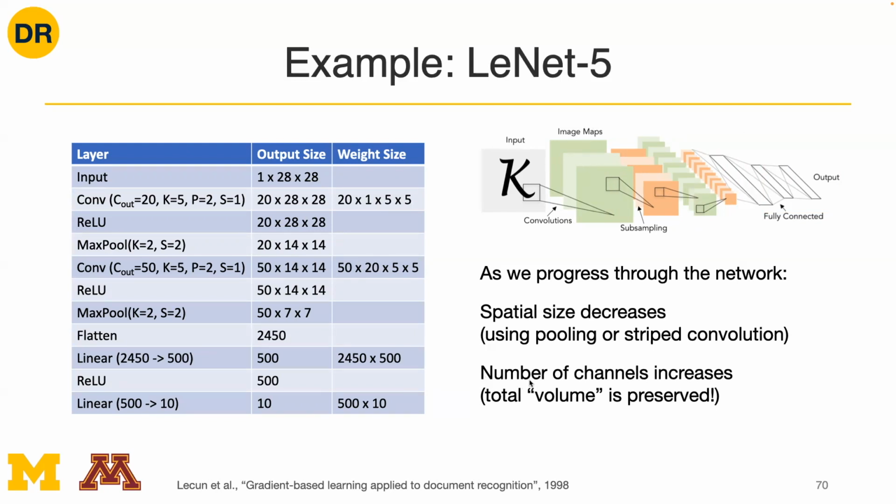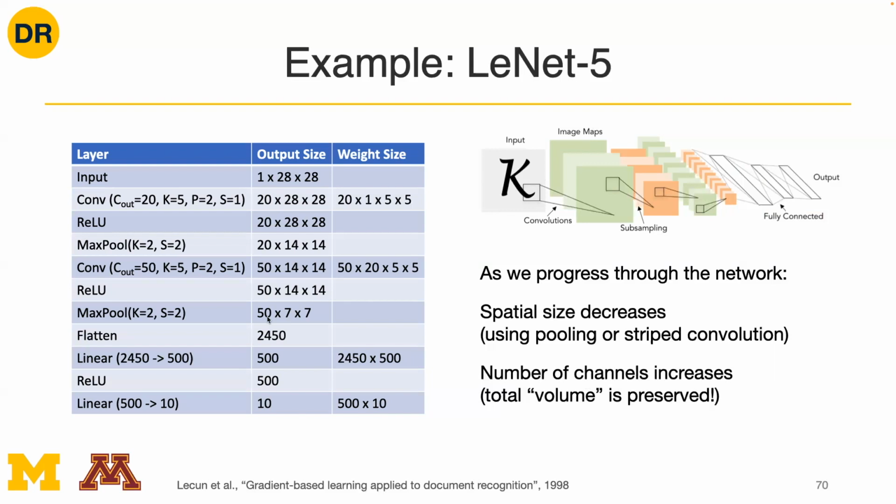At the same time, though, because they added an increasing number of filters throughout the network, the channel size increased as we got deeper, right? So we started out with just 1 channel of binary input, but then we had 20 filters in the first convolutional layer, 50 in the second. One thing to note is that because the total volume was roughly preserved, the amount of computation through these layers is also roughly preserved. So that's a trend that you'll see in a lot of 2D convolutional networks.